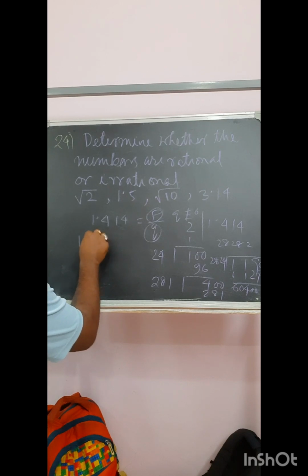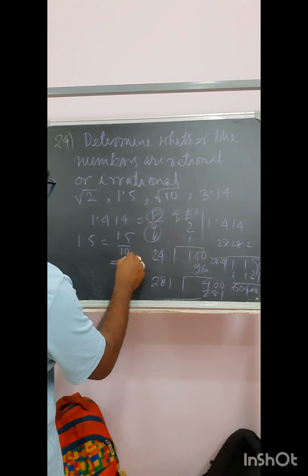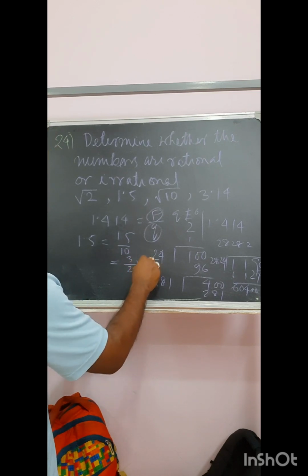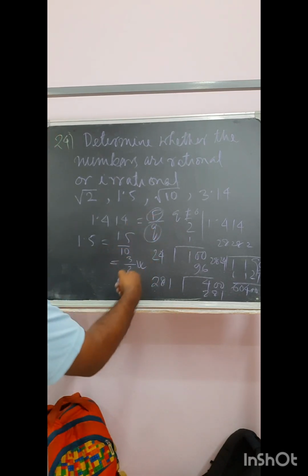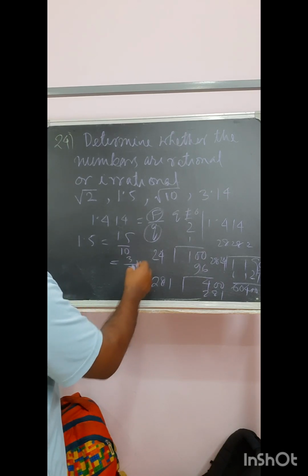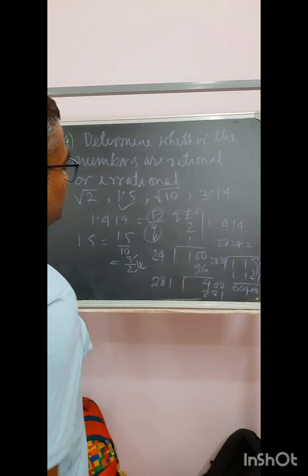Now 1.5, you can see it is 15 upon 10. So that means 3 upon 2. So it can be well represented in the form of P by Q, where P and Q are integers. So 3 and 2 are integers. So this is definitely a rational number.